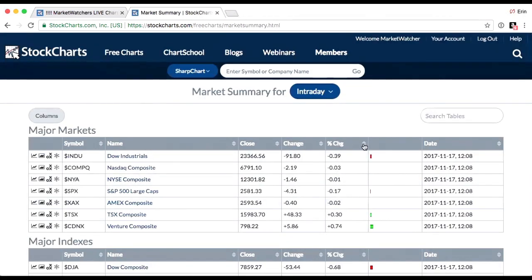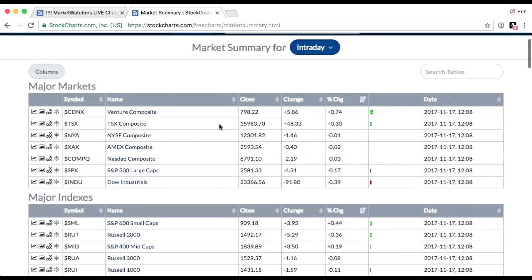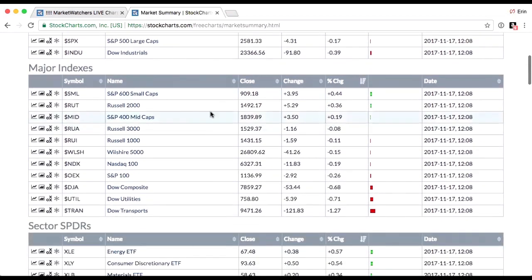And here we go. I'm going to arrange it, filter it, sort it by percent change. And as far as the major indexes, look what's on top, our small caps, the 600 and 2000. So Russell 2000. So they are making the moves. But transports and utilities are getting hit rather hard right now.